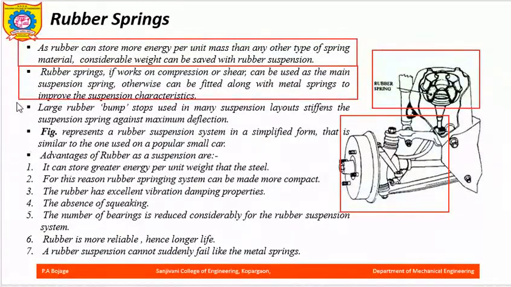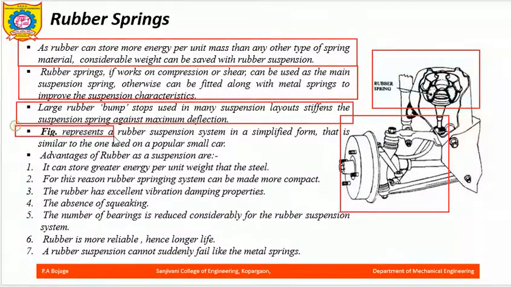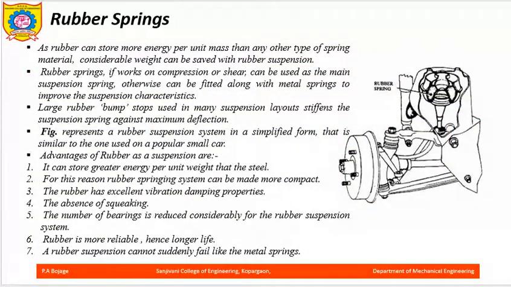Large rubber bump stops are used in many suspension layouts to increase the stiffness of the suspension against maximum deflection. So again, large rubber springs will improve the stiffness of the overall suspension system. So generally they are used in combination also. This adjoining figure tells you about the application of a rubber spring in a small car.